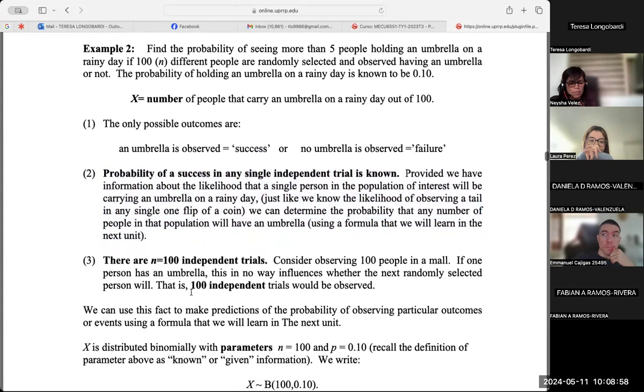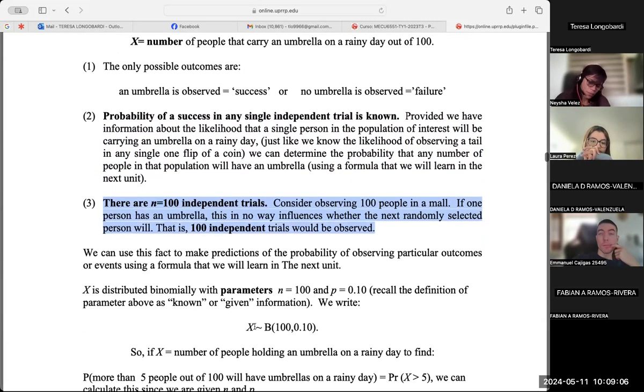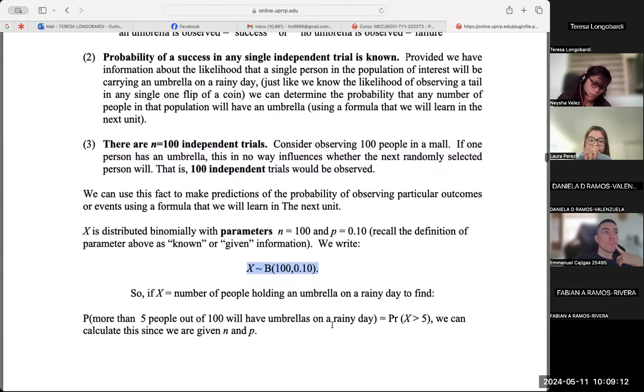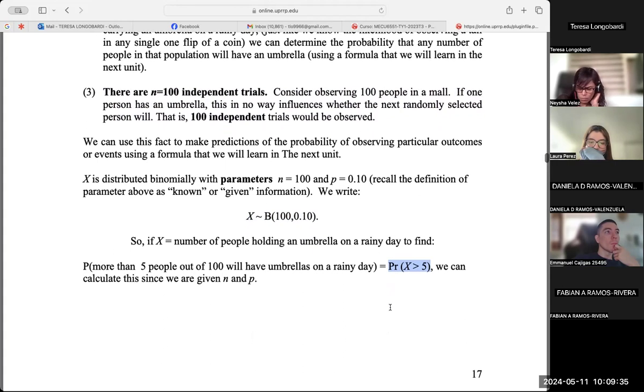so we can predict with this information of P, the probability of success, and the number of trials. This is how we would write out that it's a binomial distribution. And then we can make estimates of what's the chance that more than 5 people appear with an umbrella. So what's the chance that we have to have more than 5 bags at the entrance for people to put their umbrellas away.